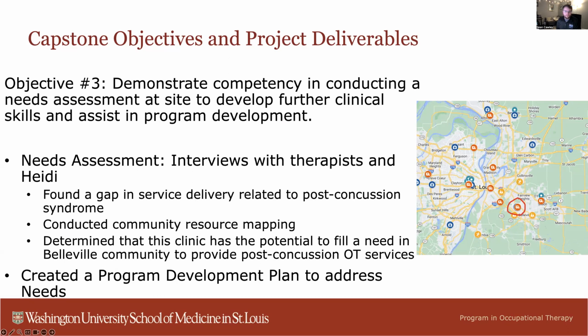After doing additional community resource mapping, which you can see on the right-hand side, we noticed that there was a need in the Belleville area. Really, the clinic that I was at was the only one in the Belleville area that was able to provide post-concussion syndrome care for OT, but the clinic was currently being underutilized for various reasons. And so we determined that the occupational therapy department at this clinic had the resources to fill this need in the community. And so we went ahead and created a program development plan to address these needs.